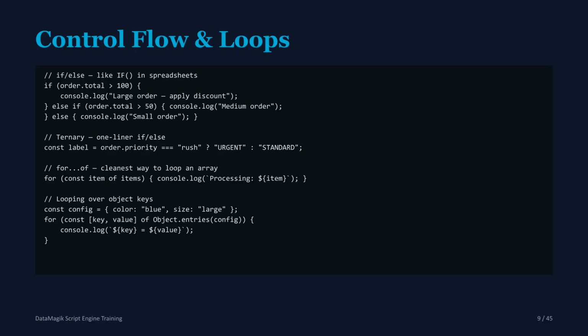Control flow uses if/else statements, similar to IF in spreadsheets, and ternary operators for one-liners. Loops, such as for...of, are used to iterate over arrays or object entries, allowing you to process each item or key-value pair.